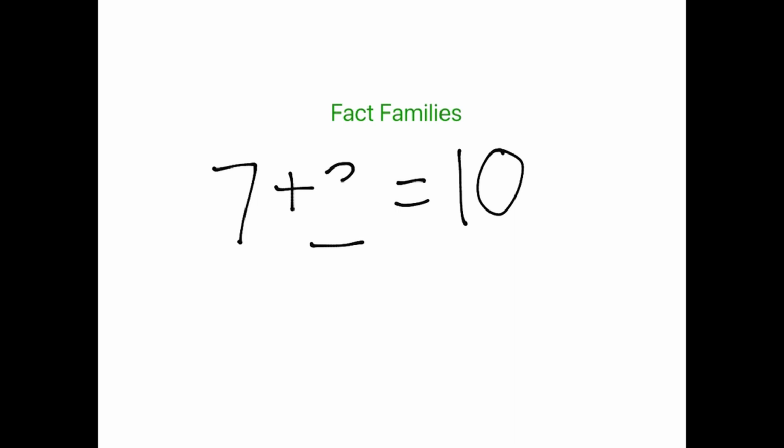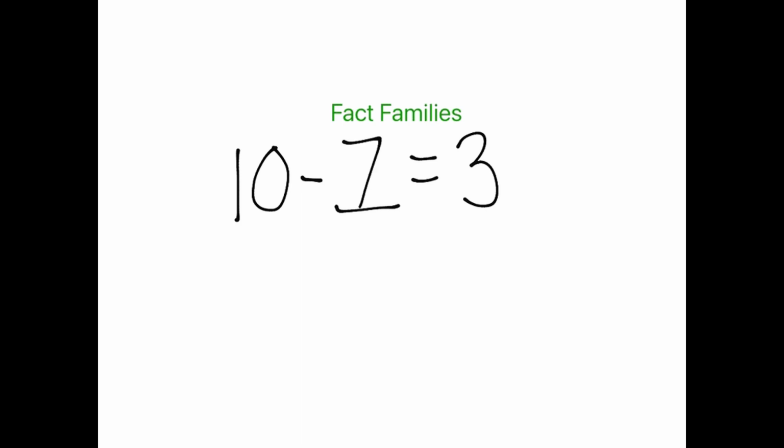Once your child learns the fact families, it's easy to recognize what family member is missing in a problem. Say we had the 7 plus an empty number here and we had 10. If your child knew from previously that 7 and 3 equal 10, they could complete this addition problem.